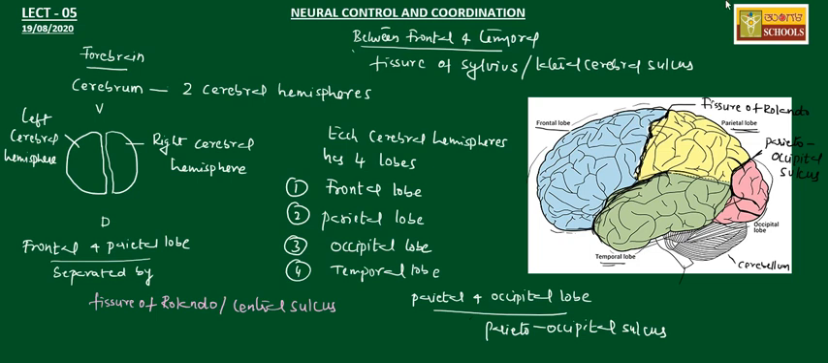Now between the right and left cerebral hemispheres we have a cleft. This cleft is called the longitudinal fissure. It is present between the left and right cerebral hemispheres. These two hemispheres look completely separate, but at the base they are connected by the corpus callosum, which we will see in coming sessions.